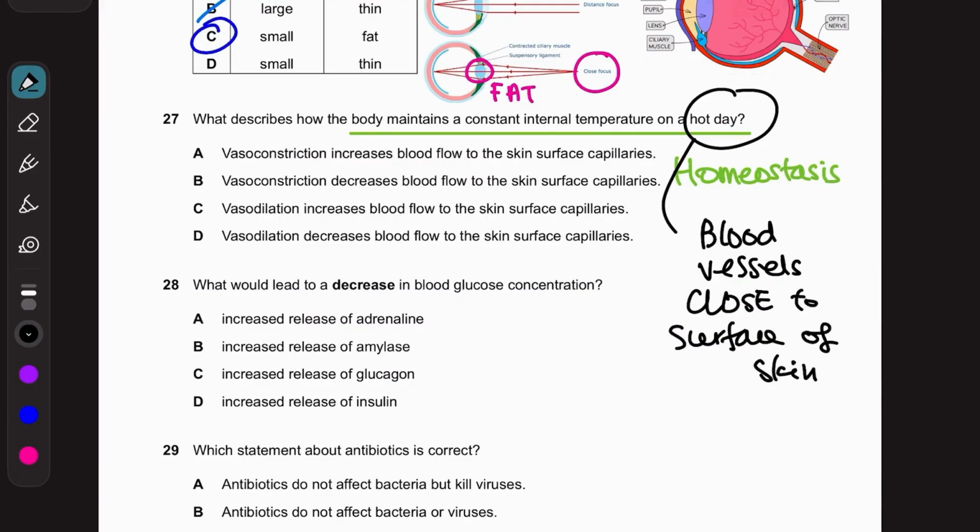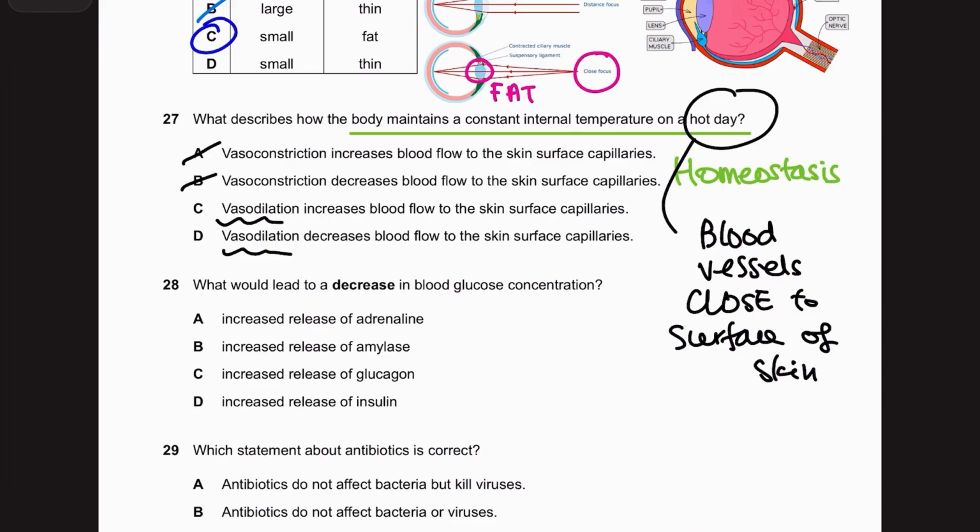Otherwise I'll overheat. So that's why after PE lessons, when you just did a lot of exercise moving around, did you notice most people's faces are like red? Why? It's because the blood vessels have dilated so that they're closer to the surface of their cheeks, and therefore they can lose some of that heat. Otherwise, you're going to overheat, because in PE you do a lot of exercise. You're actually very hot. Get it? So therefore, it cannot be A and B, because it's a hot day. Clear? Hot day, you do vasodilation.